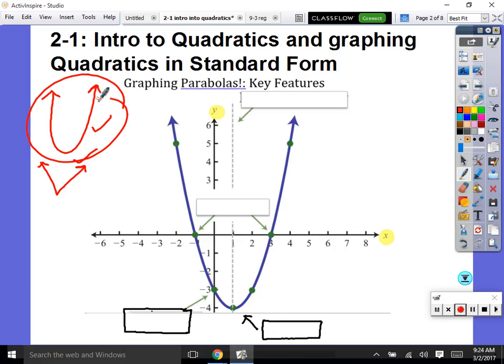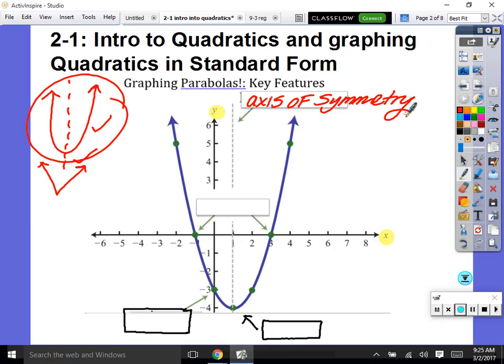So this is called the axis of symmetry, which literally cuts our U into two equal pieces. If we stamp this across the dotted line, then it would be equivalent. So this is called the axis of symmetry. So if I say to you, find the axis of symmetry, you would do the dotted line.